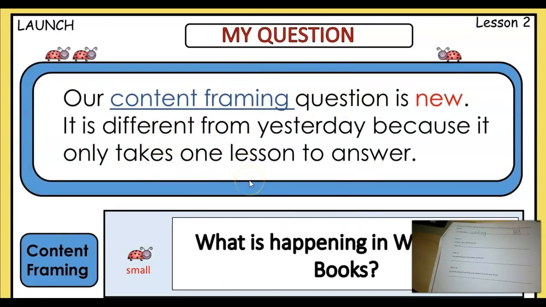And look at our small question. Our content framing question is new because that one we answer at the end of every lesson. It is the small question. It is different from our other questions because it only takes one lesson to answer. Our small question for today is, what is happening in Wild About Books? Let's echo read. I read and then you read. What is happening in Wild About Books? Your turn. Get ready. Yes, what is happening in Wild About Books? I want to make sure you are answering because we have integrity. That means you do the right thing when no one is watching. So today we're going to find out what's happening in this book.